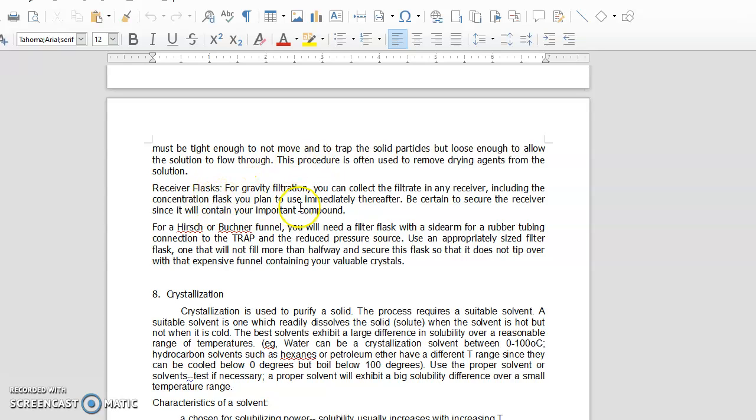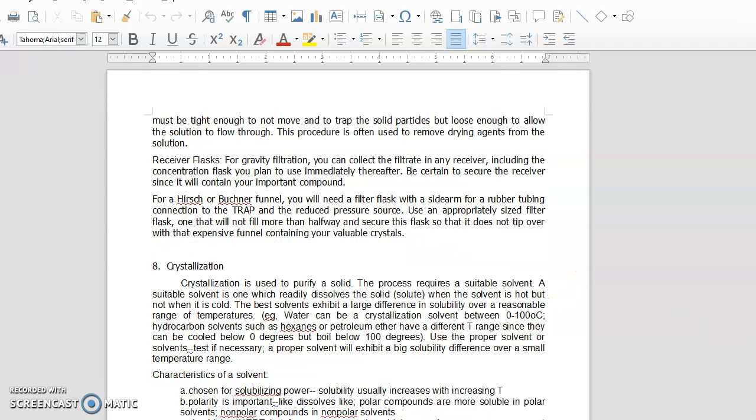Receiver flasks, okay, this is where the solution, the solute, the material that is not in the solid, can go through, and sometimes you're trying to collect that for a process as well. So you can secure that and distill that, or do whatever you need to do for that material.